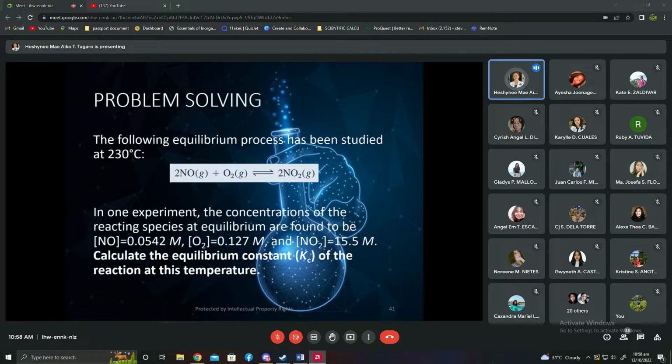Okay, step-by-step process. Check first if your equation is balanced. If it's balanced, then you can write the Kc expression. The Kc expression is derived from the balanced chemical equation. And after that, substitute the given values in the problem. Go ahead, try it, and then we will check afterwards.